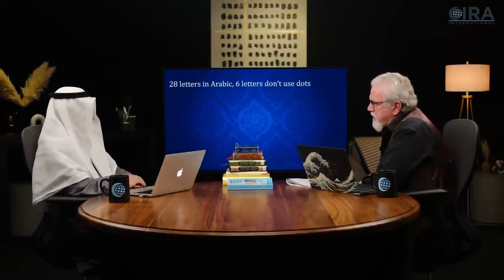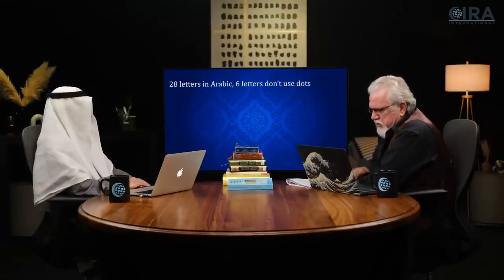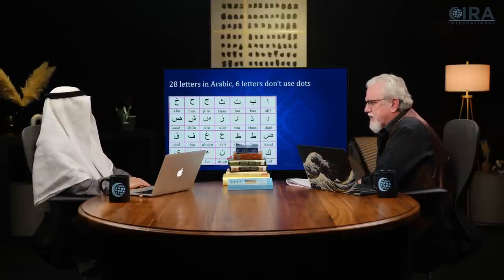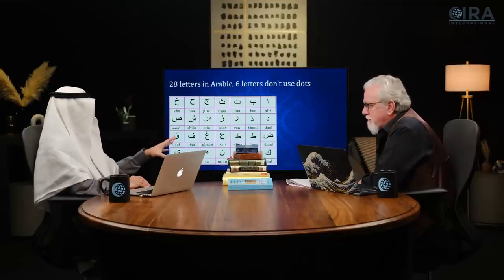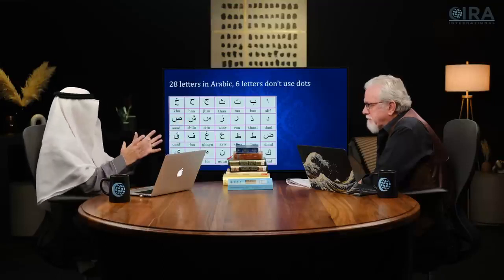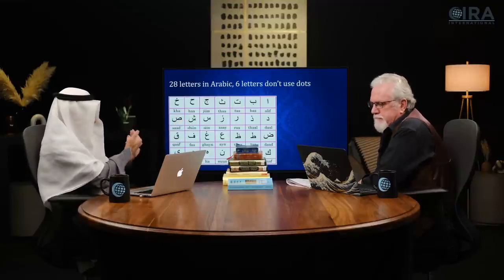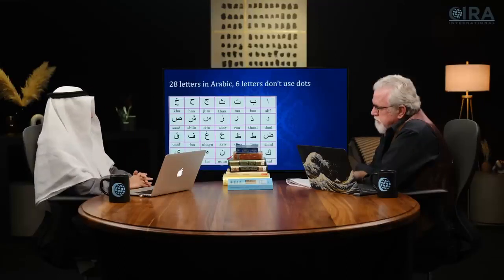So what did they do? Well, let's take a look at what they did. And here now I just want to show you this. These are the 28 letters that we have today. That's the Arabic alphabet as we know it today, complete with all the necessary marks and dottings that allow an Arab reader to understand which letters you're looking at.